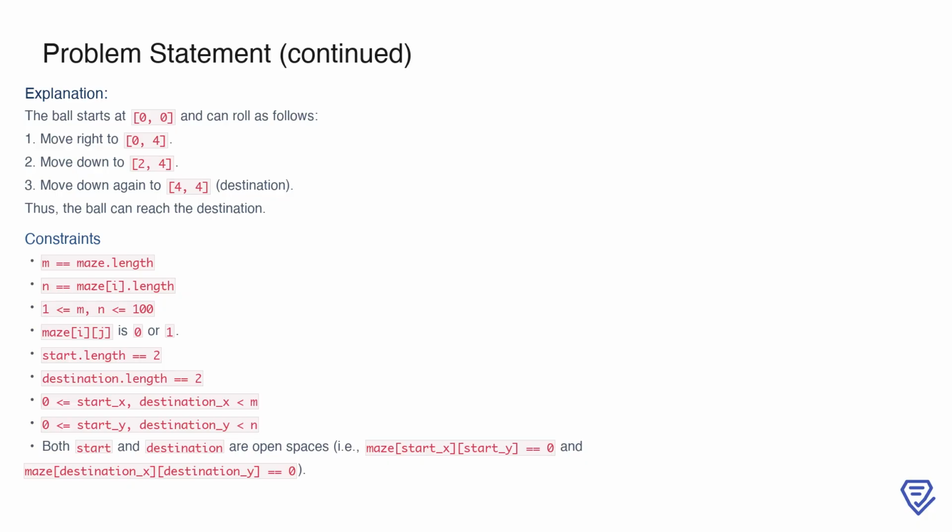Now let's discuss the constraints of the problem. The dimensions of the maze are defined by m and n, where both values are between 1 and 100. Each cell in the maze is either 0 or 1. The starting and destination coordinates are always valid open spaces, and they fall within the bounds of the maze.